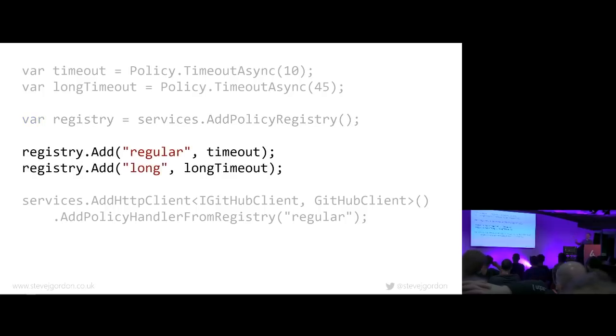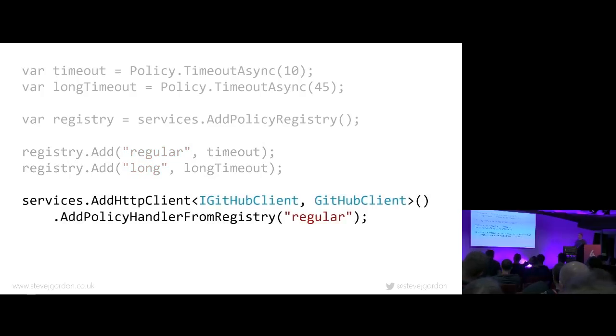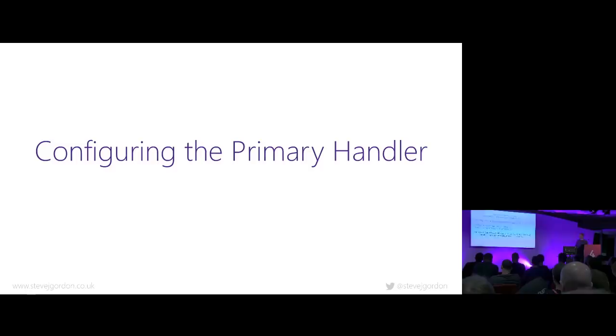So now I can just add my two policies in there, giving them a name. And now when I set up my typed client, what I could do is say add policy handler from registry and just pass the name. So if I've got lots of typed clients for lots of different endpoints, this is a shorter way for me to define those once and start reusing them.